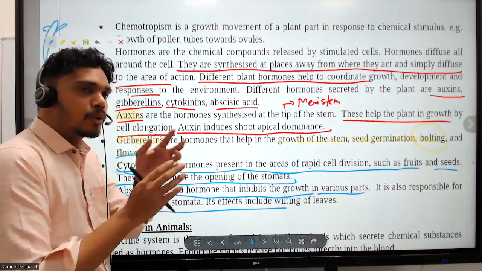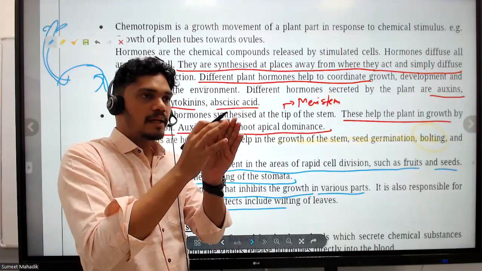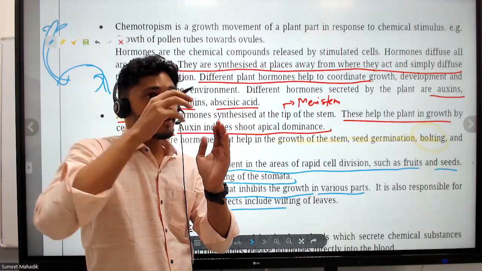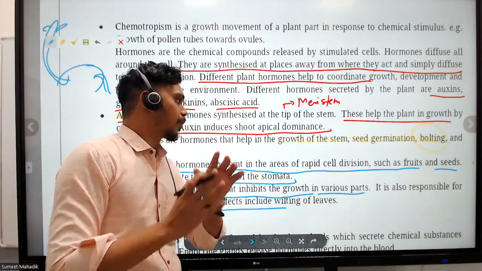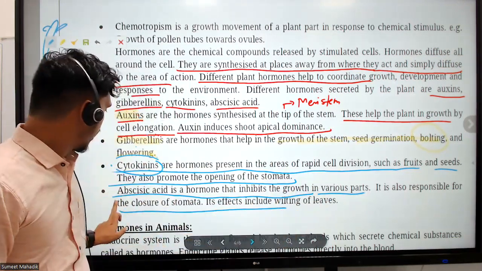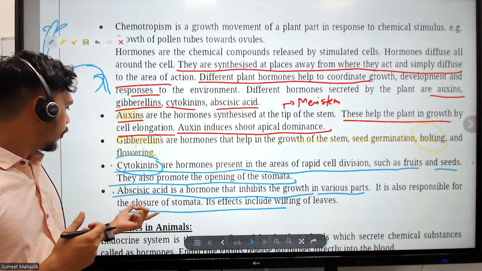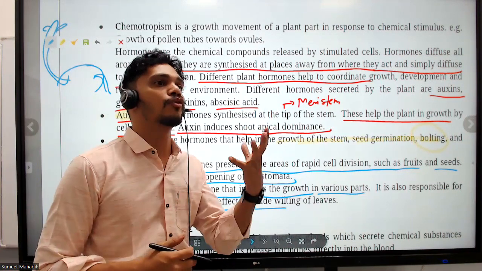So for opening, you know that there is a guard cell. When water from the surrounding cell is there, it becomes turgid and the pore opens. When the water goes away, the cell becomes flaccid and the pore closes. So who is responsible for that? Cytokinin for opening of stomata. Abscisic acid is for closing. Very good. And there is one more thing, ethylene. Ethylene is responsible for the ripening of fruit.